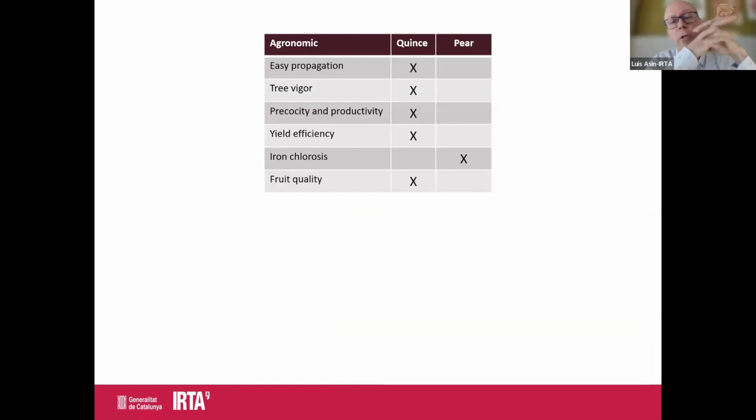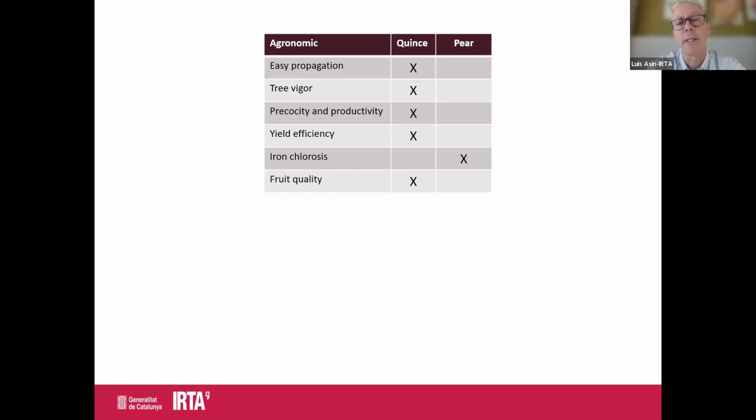For example, you are talking about the agronomic questions. Quince is easier from the point of view of the propagation. In some pear, we have to use in vitro propagation. Usually in quince, it's not necessary. We can do vegetative propagation. But in some pear, the vegetative option is not a good one, and we have to use in vitro. Consequently, it seems that the price of the production of the rootstock will be higher.